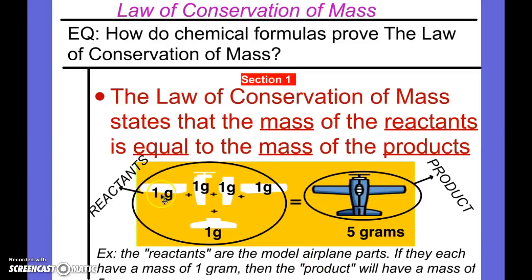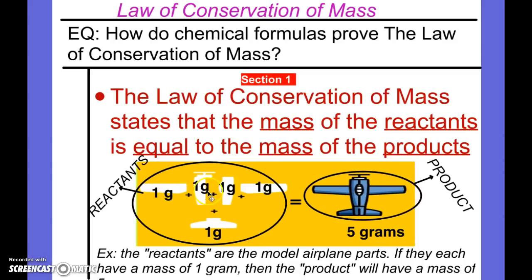Let's say we had a model airplane that we were building. The reactants would be all the parts, and the product would be, of course, what we got at the end. So let's say that each part of this model airplane weighs 1 gram. Well, 1 gram plus 1 gram plus 1 plus 1 plus 1 would equal a total of 5 grams. The mass of the reactants is equal to the mass of the products.